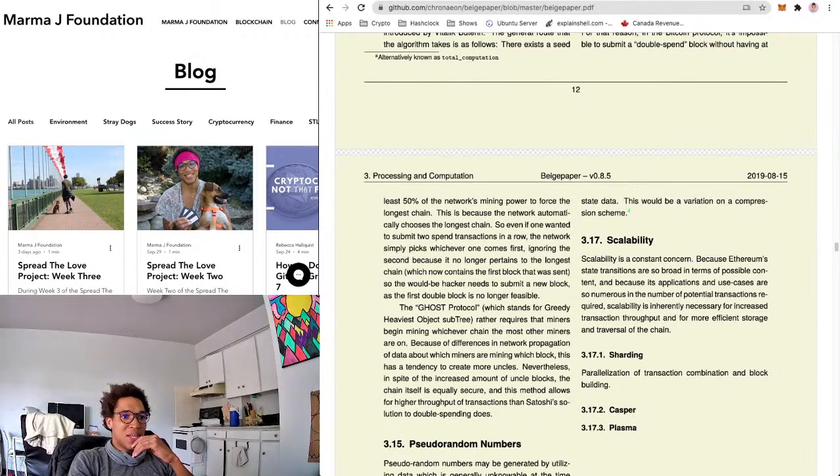Scalability. Scalability is a constant concern because Ethereum state transitions are so broad in terms of possible content, and because its applications and use cases are so enormous in the number of potential transactions required. Scalability is inherently necessary for increased transaction throughput and more efficient storage and traversal of the chain. Sharding, parallelization of transaction combination, and block building. So this is what's coming in Ethereum 2.0, hopefully.